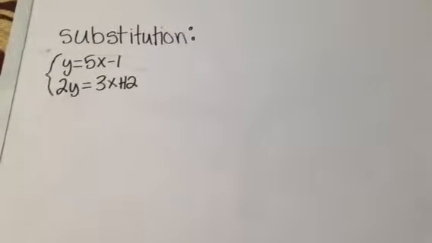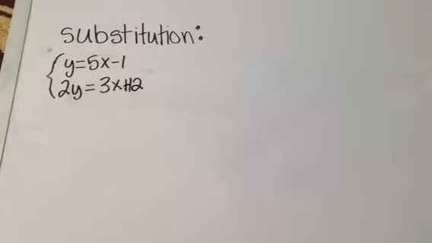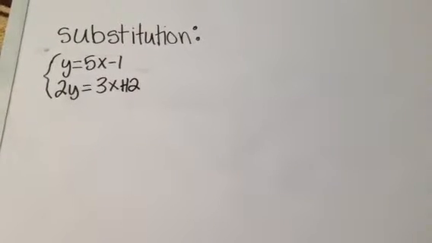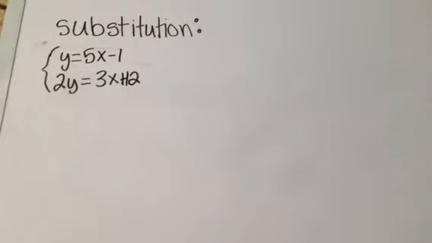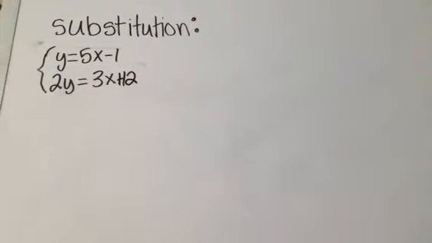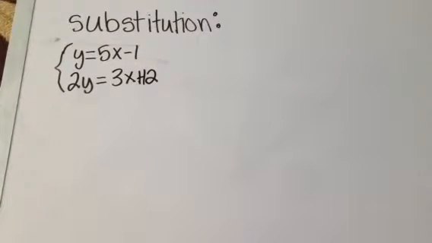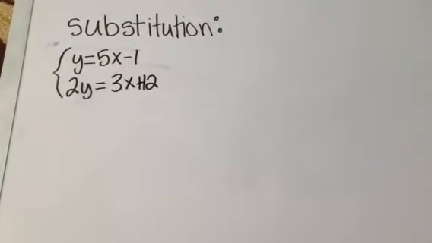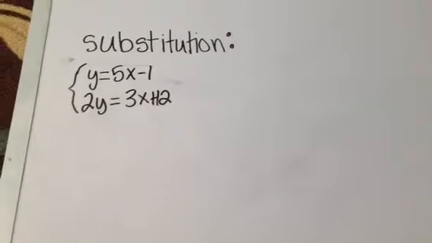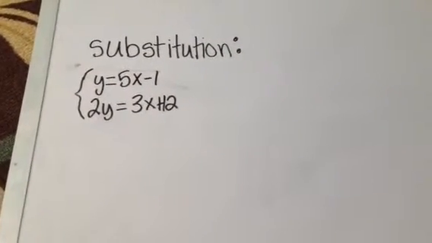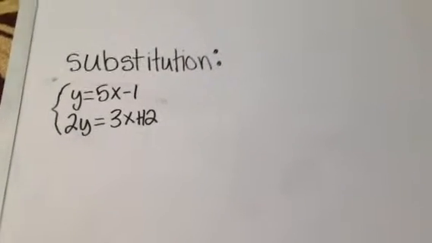Alright, for today's video we're going to be using substitution to find a solution to two equations. And for the first step of substitution, by its name we know that we're going to be substituting one of its variables into the other equation. So the first step is to isolate one of the variables. And we can already see that in the first equation the y is already isolated. And so the next step is to plug that y into the other equation.